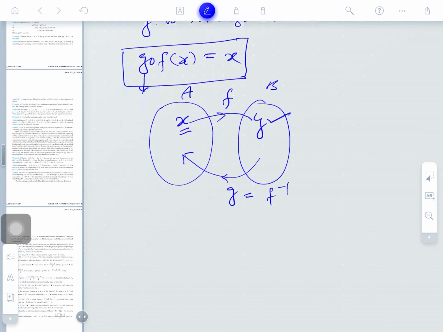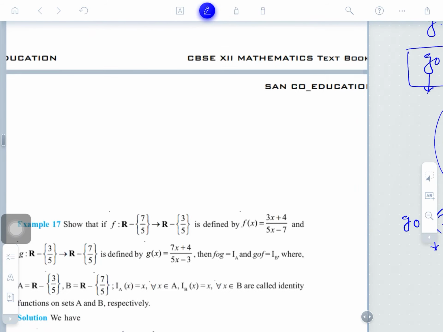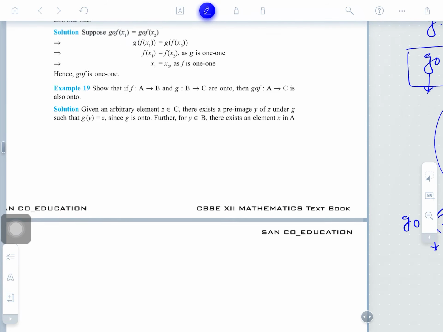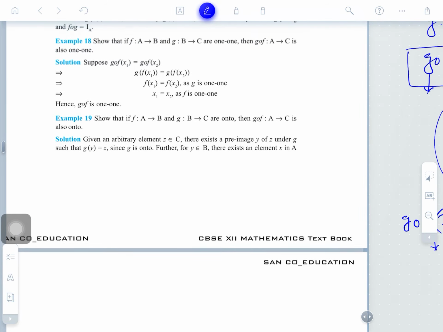It means if I apply the composition of both, the domain itself will come back. This is called the identity, and this is called invertibility. Is that clear? You may see the definition of invertibility. So, what am I talking about here?